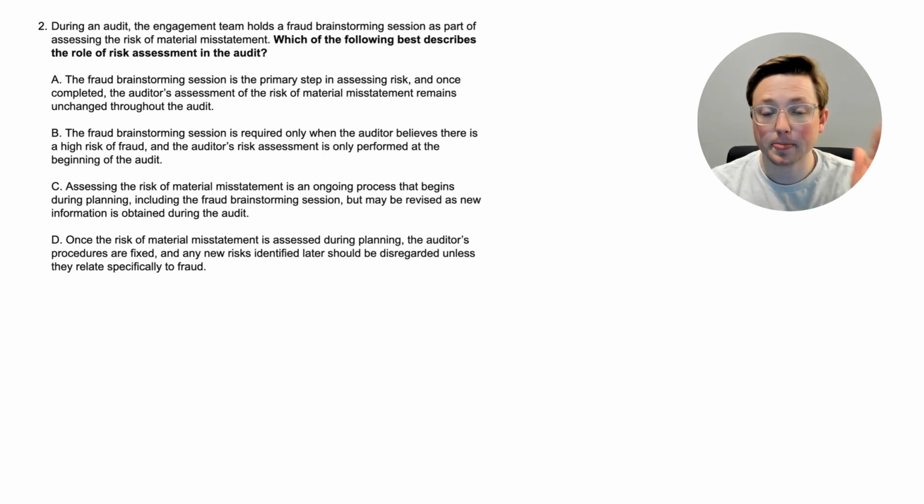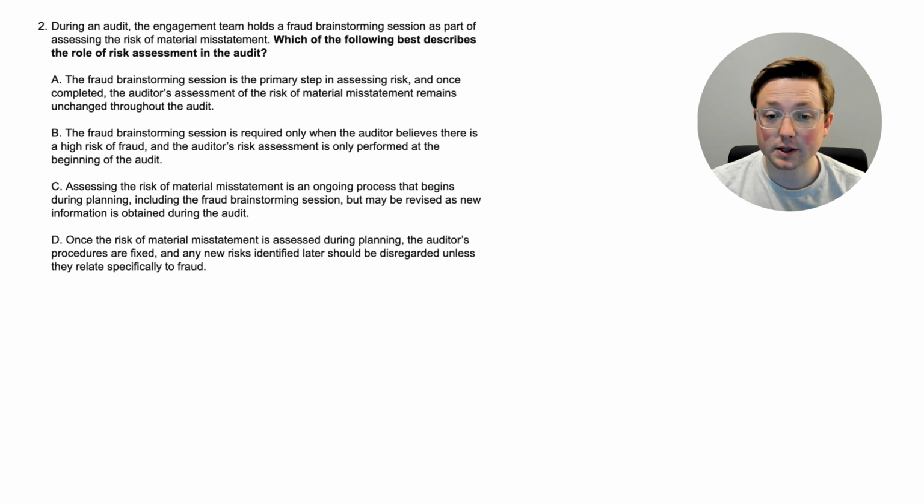So let's do that here. Which of the following best describes the role of risk assessment in the audit? Okay, let's go up to the top. During an audit, the engagement team holds a fraud brainstorming session as part of assessing the risk of material misstatement. So again, which of the following best describes the role of risk assessment in the audit? Let's go through the options.